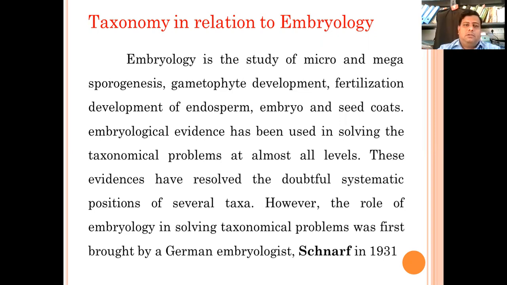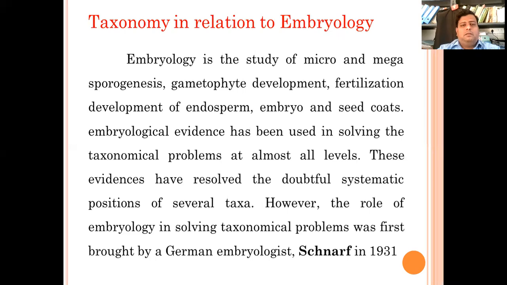Embryology: when you consider the foremost character of classification, like dicots and monocots, angiosperms are usually divided into dicots and monocots. The primary classification of angiosperms is based on a major embryological character, that is, the number of cotyledons.